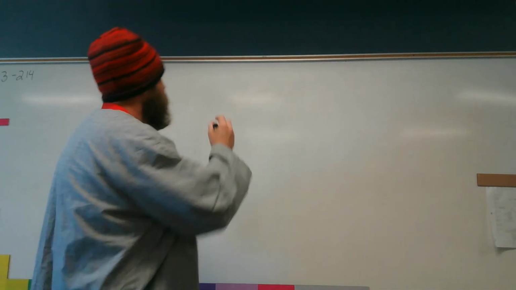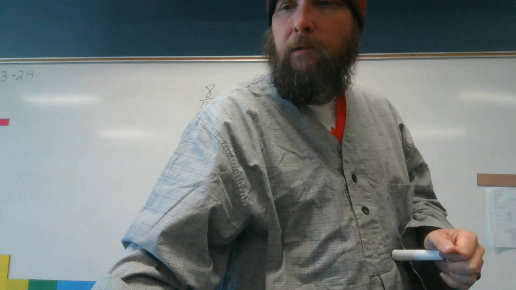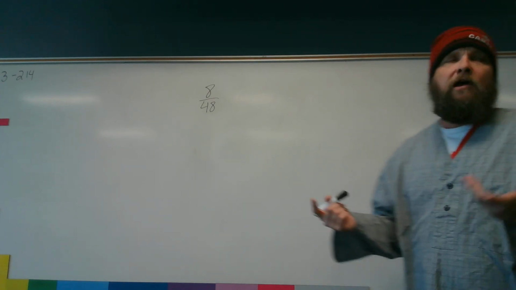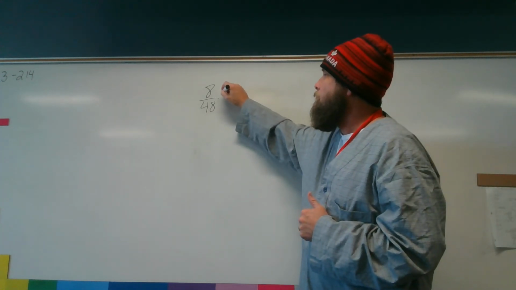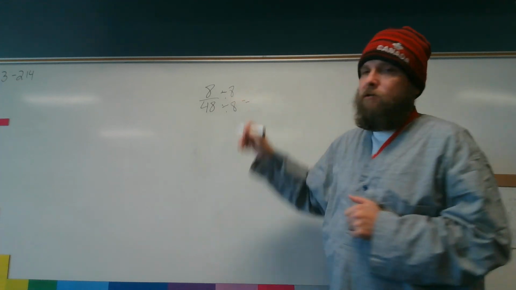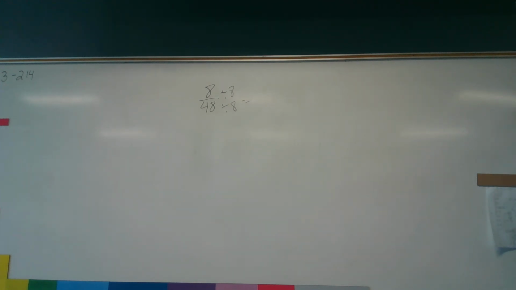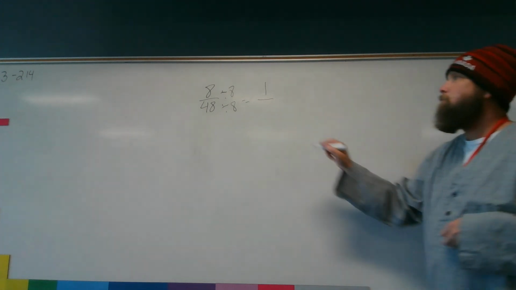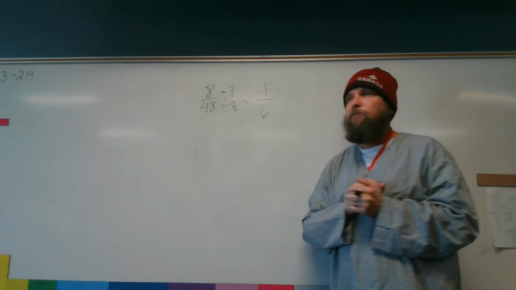And we have 8/48 as our last and final one. Maddie, will 8 divide into 48 evenly? Yes. So that means my greatest common factor is 8. If my numerator goes into my denominator evenly, that means that's my greatest common factor. Abby, what is 8 divided by 8? 1. Abby, what is 48 divided by 8? 6. So 1/6. So that's your answer for number 8.